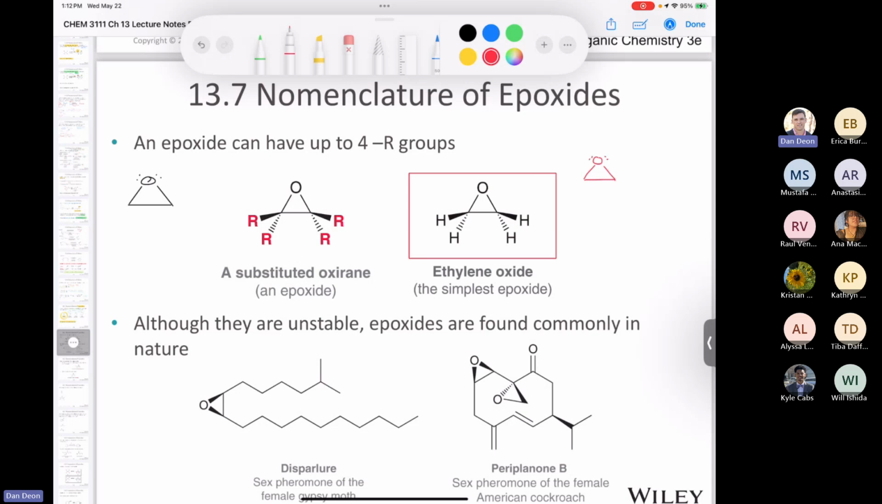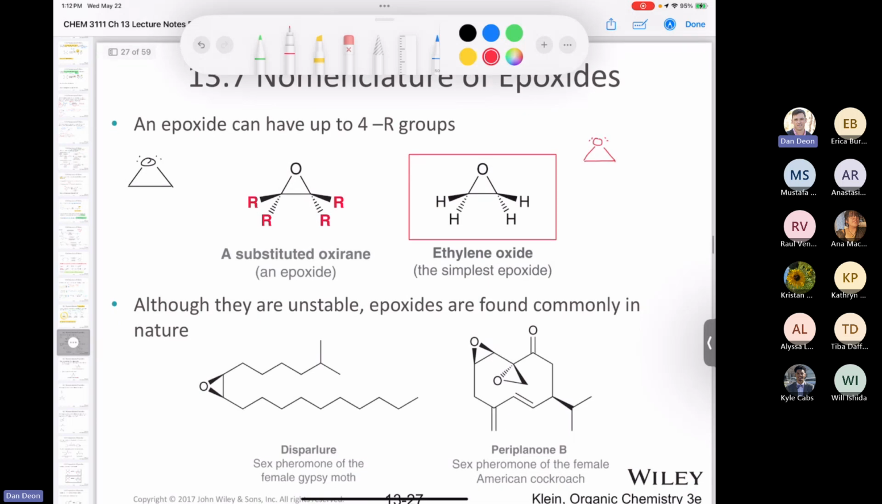But we do find epoxides in nature. Not a lot because they are unstable, but it says here commonly. I don't know how common it means by commonly, but they are found from time to time. We see this sex pheromone here of this type of moth has an epoxide in it. And check this one out here, periplanone B. Wow, there's like 2 epoxides in that.